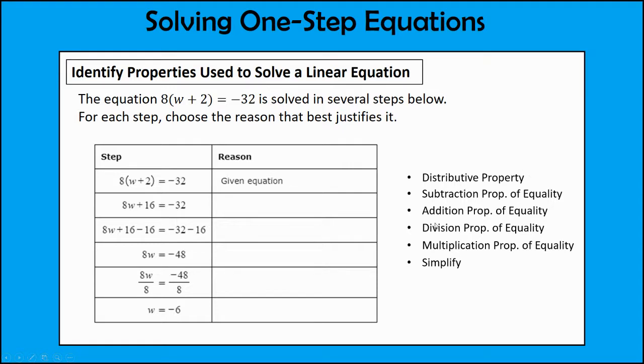And this is just to kind of tie it all together. We talked about what these properties are. Now let's show how we use them. So if I look at step one, 8 times the quantity of W plus 2 equals negative 32. There's my given equation.